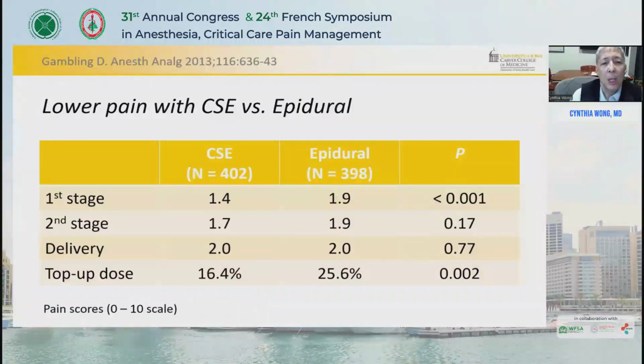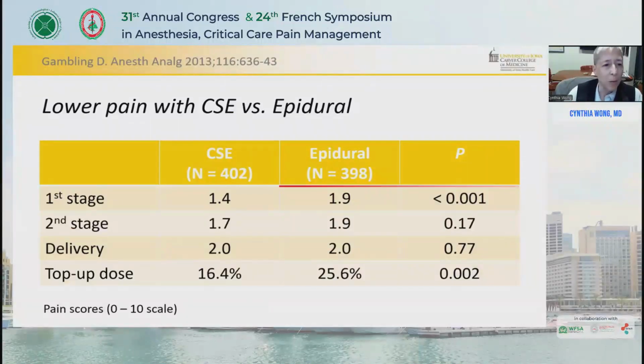All right, what about pain scores with the CSE versus epidural technique? Well, again, this is a randomized controlled trial done in a large maternity hospital in the United States. And the authors asked the patients for their average pain score during the first stage of labor, second stage of labor, and at delivery. So at the end of the first stage of labor, they said to the patients, what was your average pain score on a 0 to 10 scale?